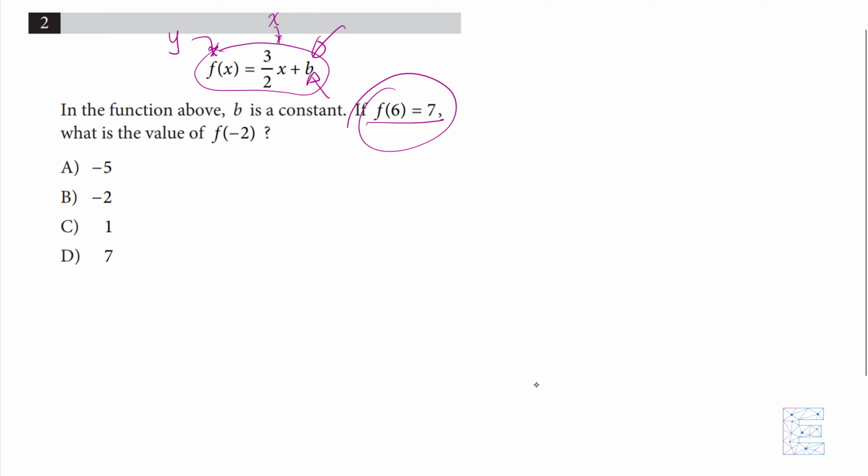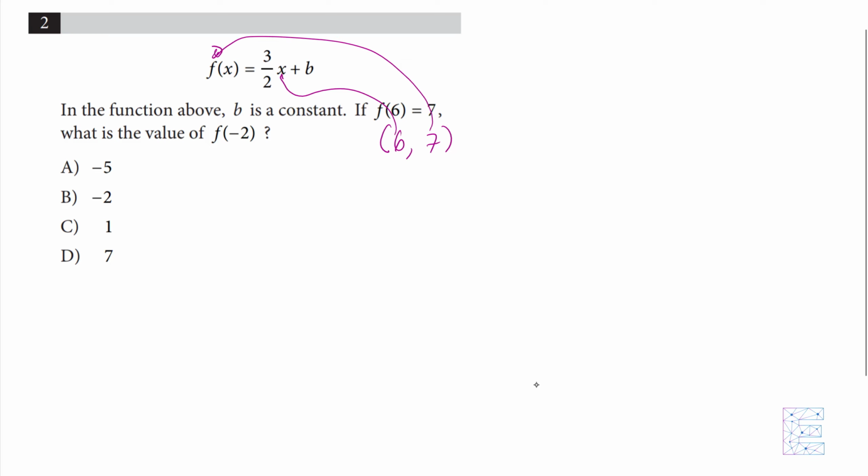And that's why we were given this information. And just as a reminder, f of 6 equals 7 can be written as an ordered pair, 6 comma 7. That's to say that y is 7 when x is 6. So let's use that to plug into the original equation, plug this 6 in place of the x and plug in the 7 in place of the y to find b.